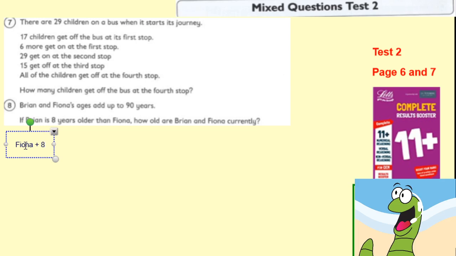And let me just add these into brackets so it makes it a little bit easier to understand. So Brian is Fiona plus 8. And if we add Fiona, together they equal 90. Okay?